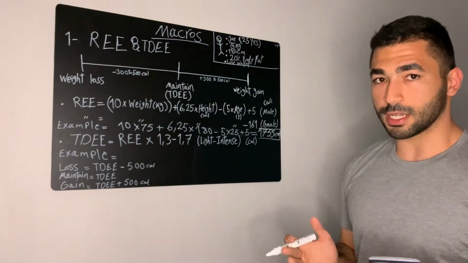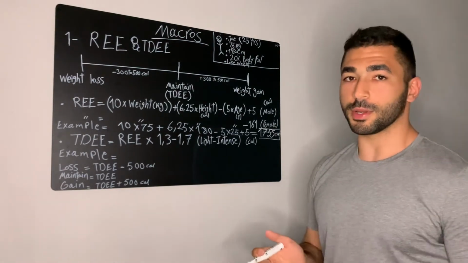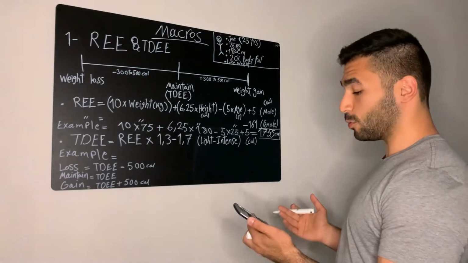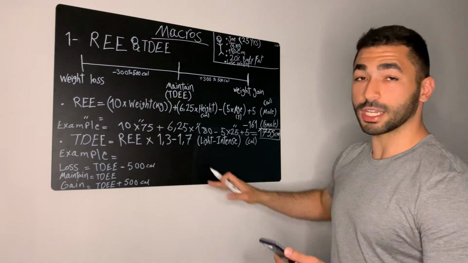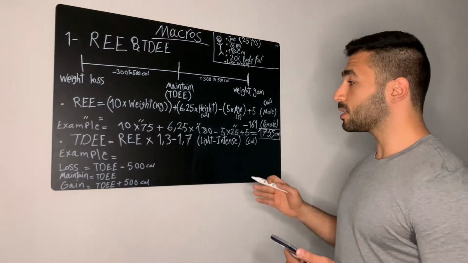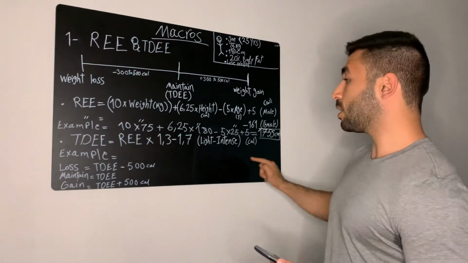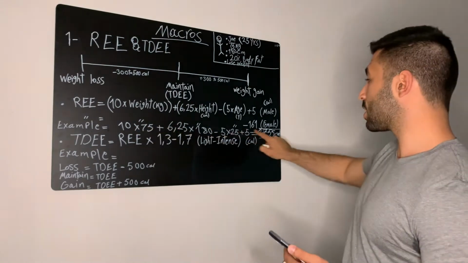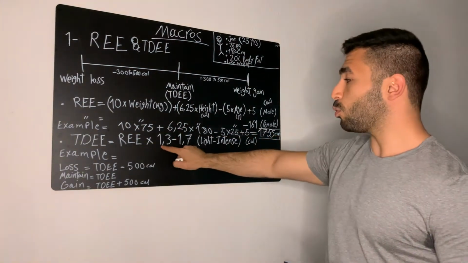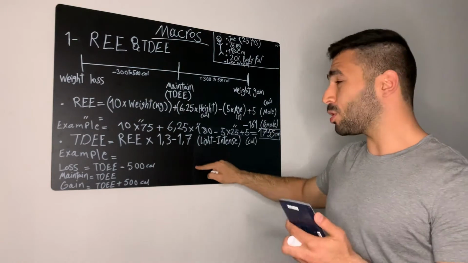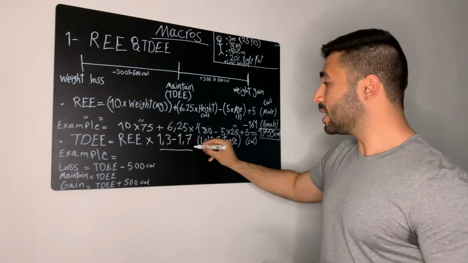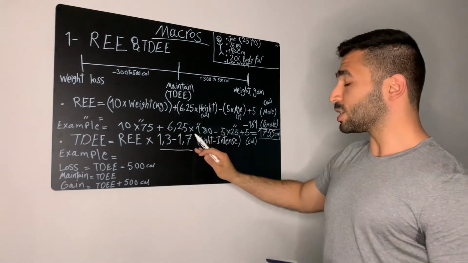But as I said, since we're not all being lazy and sitting in our bed, what do we have to do? We have to understand our total daily energy expenditure. That basically means we're gonna multiply REE, the number that we just calculated up here, times 1.3 to 1.7. This is a range, guys, okay? This is not minus. This is a range, depending on your activity.